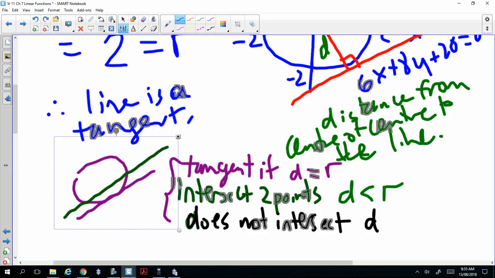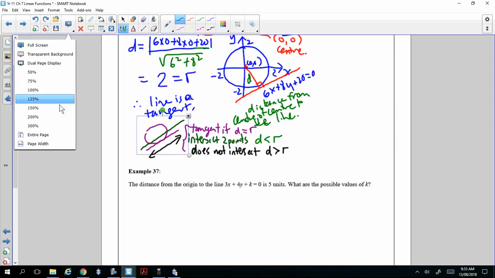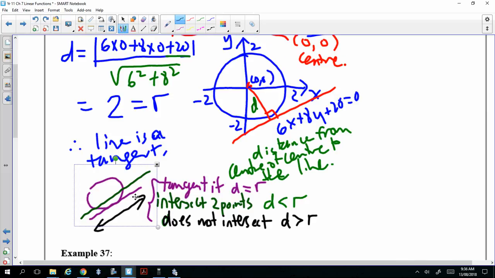So, I'll make it bigger. Too small. If the distance is less than the radius, right? We'll cut at 2 points. And if the distance is exactly the radius, it will touch at one point. And if the distance is more than the radius, it will not touch at all.